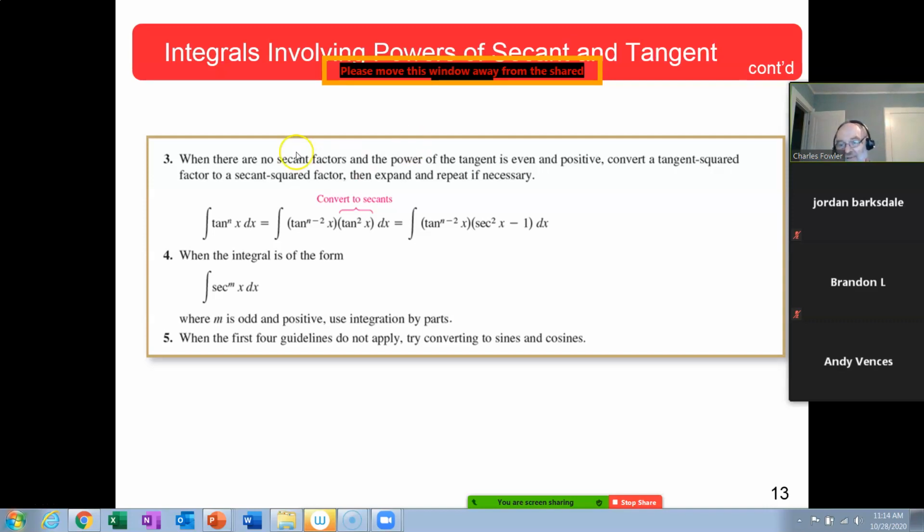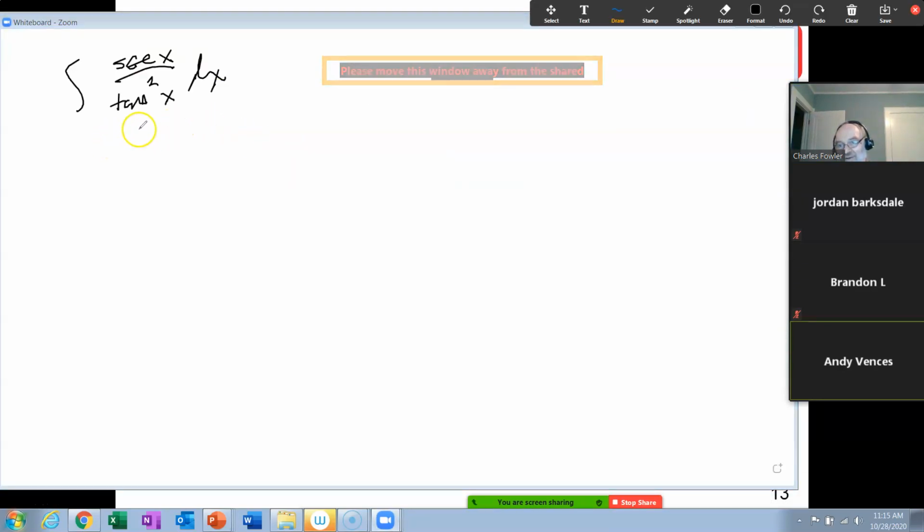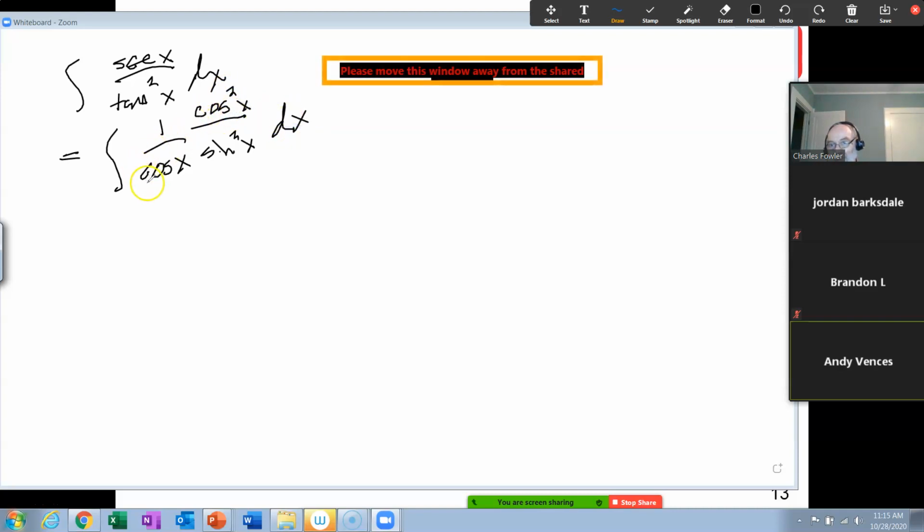Okay, so when all else fails, when the first four guidelines do not apply, try converting to sines and cosines. And that's what we're going to do here. So there is our integral. None of the four guidelines work, so we're going to need to convert to sines and cosines, which is usually a pretty good thing to do if you get stumped anyway. Okay, so what will this be? Well, secant x is 1 over cosine, so that would be 1 over cosine x. Tangent squared x is sine squared x over cosine squared x, but that's down here in the denominator. And then you have a dx. Well, this cosine will go into one of those cosines. Okay? Now what do we have?